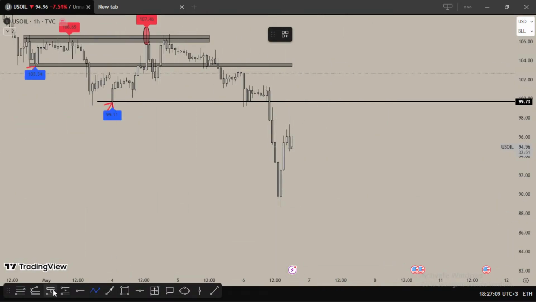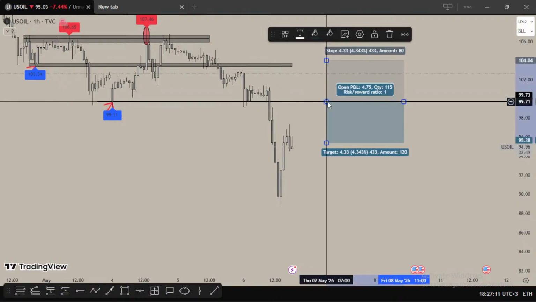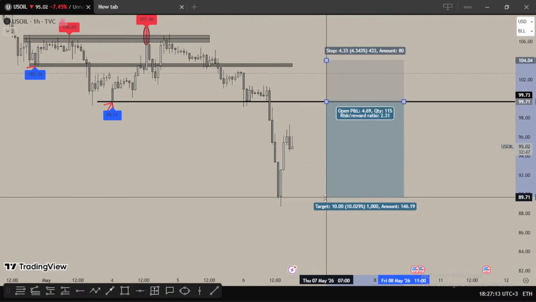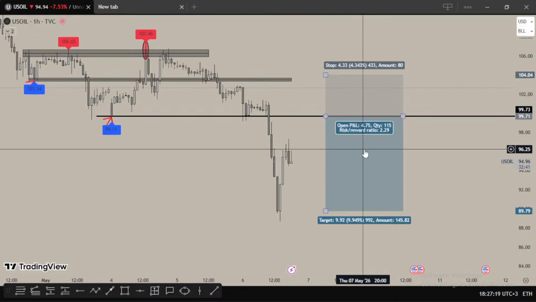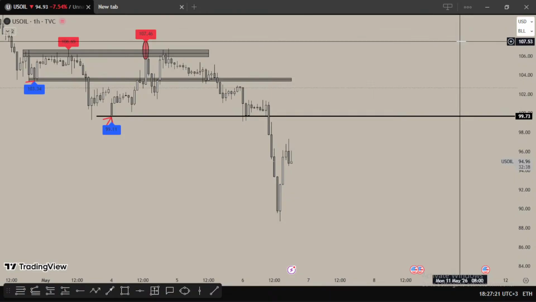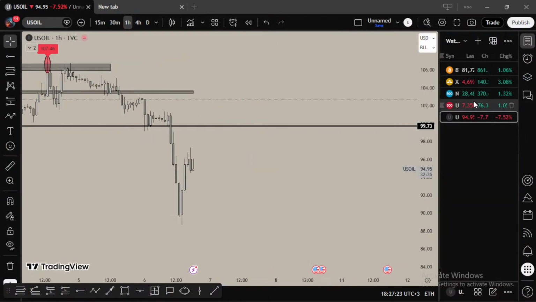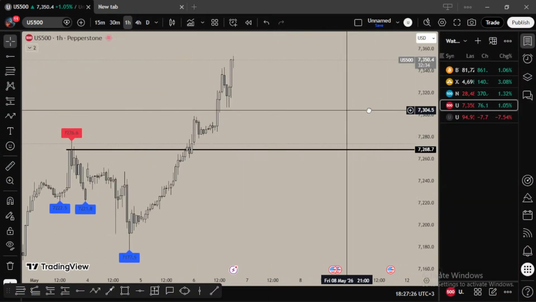If I execute sales at this area, put TP around there. This is going to be a super trade, bruv. So just wait. Let's see. I just can't get that out of the watch list.